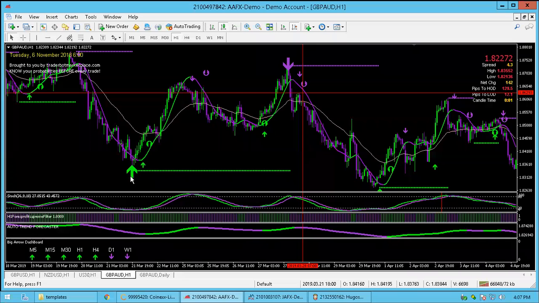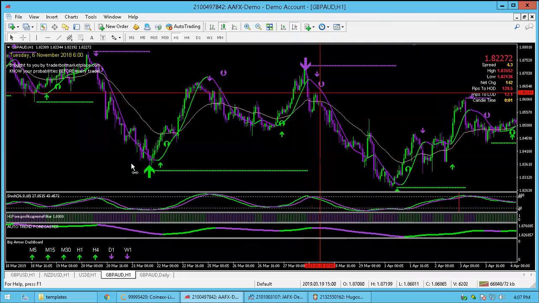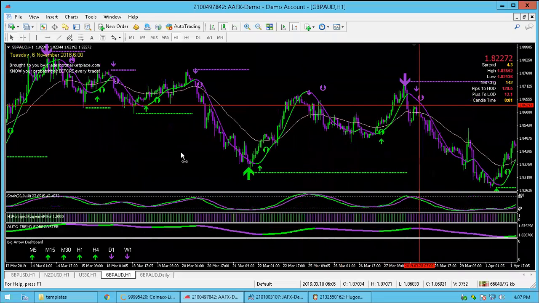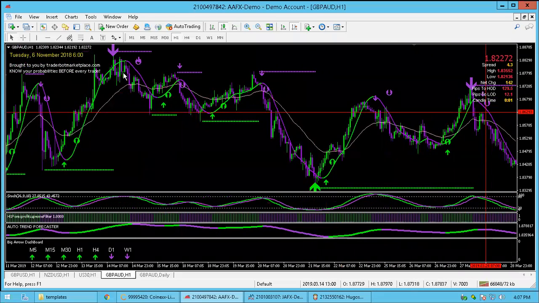We're not looking to catch it at the best price. We're looking to catch it at the best confirmed price. And the best confirmed price is after a pullback. Always after a pullback. And that happens all the way throughout.